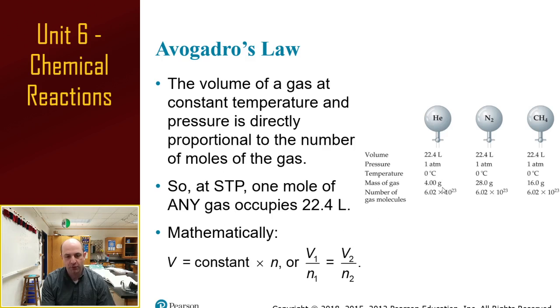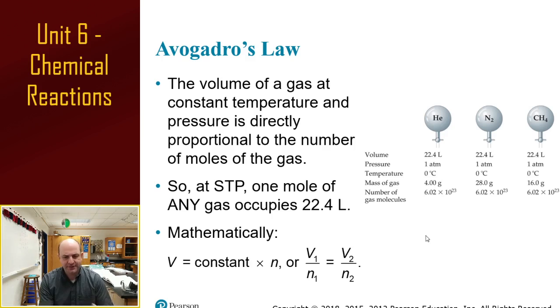So here we go. 1 mole of helium is 4 grams, but it's 22.4 liters at 1 atm and 0 Celsius. Nitrogen, 28 grams is 1 mole. So at 1 atm and 0 Celsius, it will be 22.4. 1 mole of methane is 16 grams. At STP, it'll be 22.4 liters. So they're all the same. What Avogadro said is that the volume is a constant times some number of particles. So if we rewrite this now knowing about the mole, V1 over N1 equals V2 over N2.